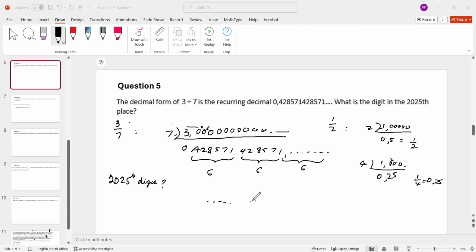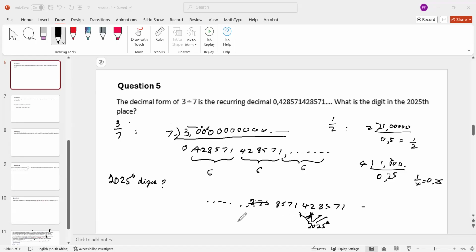those numbers somewhere you got 8, 5, 7, 1, 4, 2, 8, 5, 7, 1, and so on like that. And there are lots of other numbers in between. Now, I'd like to see how many 6s there are. One of these numbers is going to be at the 2025th place. We don't know which one. Could be any one of these.